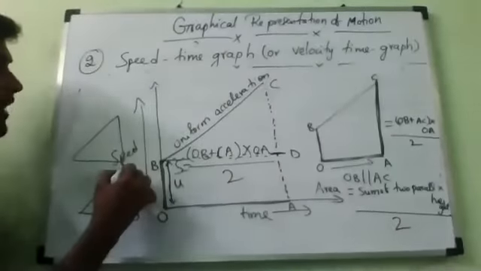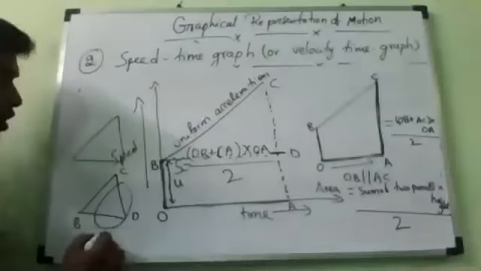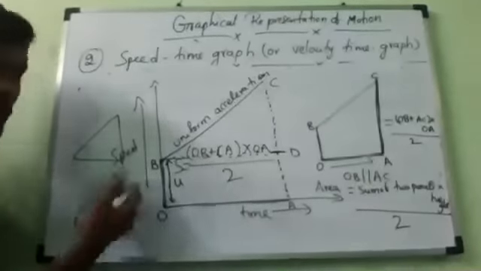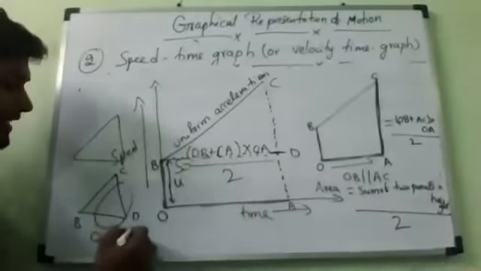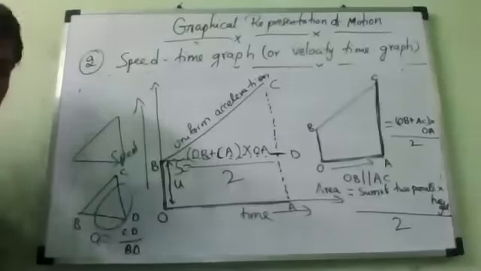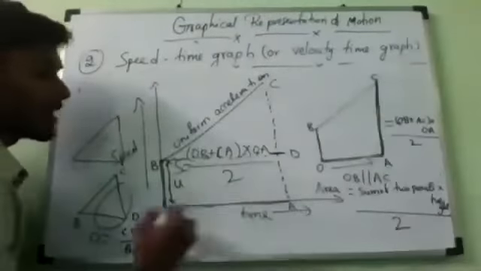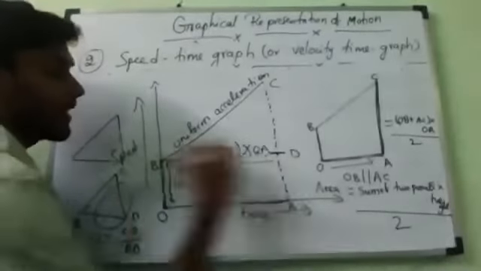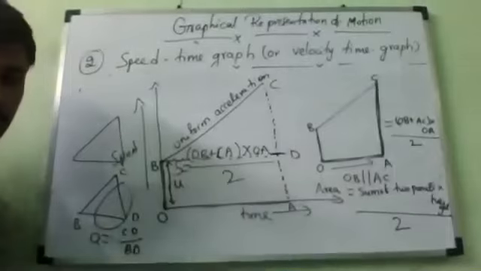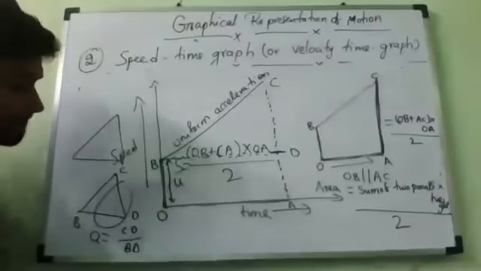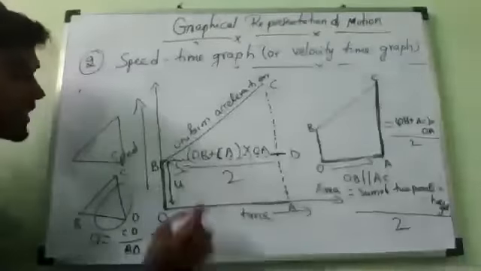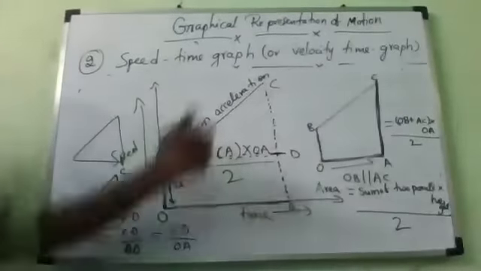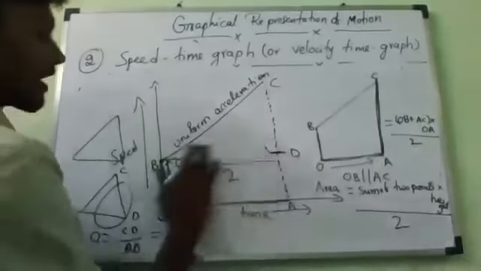This point is D, this point is C, and this point is B. What is the slope of this one? Acceleration is equal to, I told you, the slope. Slope means CD by BD. Is it yes or no? Yes, sir. But this BD is equal to what? BD is parallel to OA. So, sir, I can write CD divided by OA will be the acceleration of this graph.